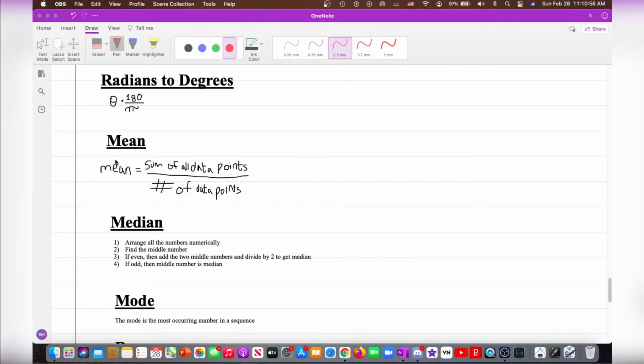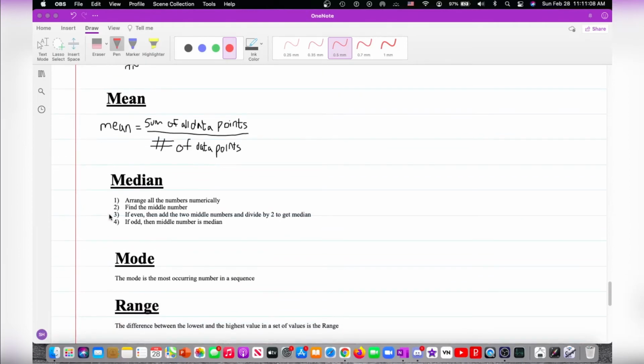Okay, mean. The mean is the sum of all data points over the total number of data points. This is really common, so as long as you get good at these, it's free points. Median: there's a set of 4 steps. First, arrange all the numbers numerically. Find the middle number. If it's even, you add the 2 middle numbers and divide by 2 to get the median. If it's odd, then the middle number from the list is the median.